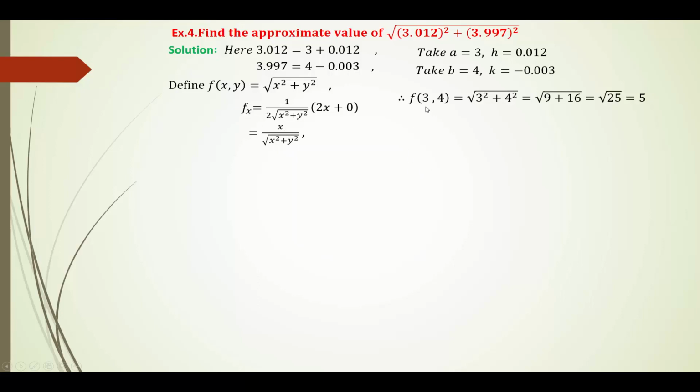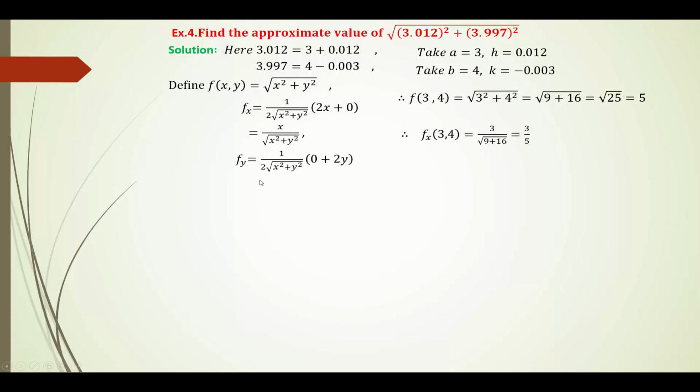Then find out fx at (3, 4). Put x is 3 and y is 4. So 3 upon square root of x square plus y square. 3 square is 9 and 4 square is 16. 16 plus 9 is 25. Root 25 is 5. So it is equal to 3 by 5. Fx(3, 4) is 3 by 5.